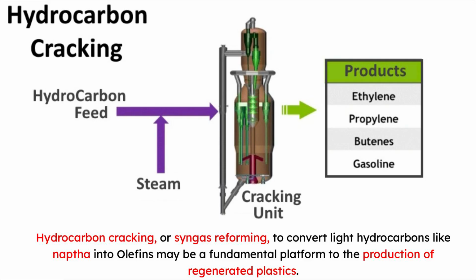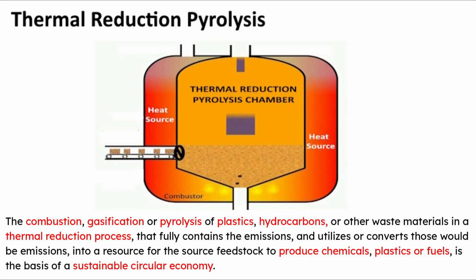Hydrocarbon cracking, or syngas reforming, to convert light hydrocarbons like naphtha into olefins may be a fundamental platform to the production of regenerated plastics. The combustion, gasification or pyrolysis of plastics, hydrocarbons, or other waste materials in a thermal reduction process, that fully contains the emissions, and utilizes or converts those would-be emissions into a resource for the source feedstock to produce chemicals, plastics or fuels, is the basis of a sustainable circular economy.